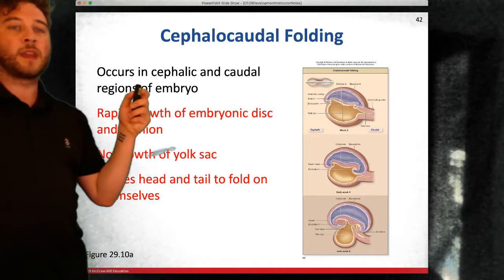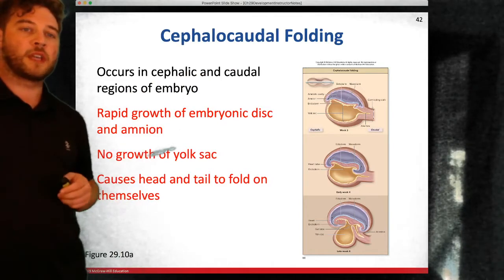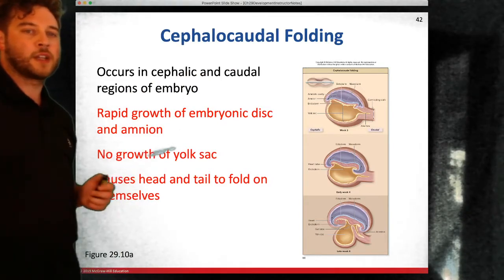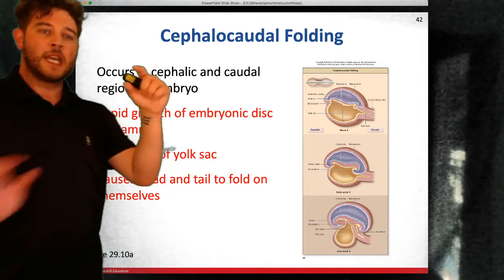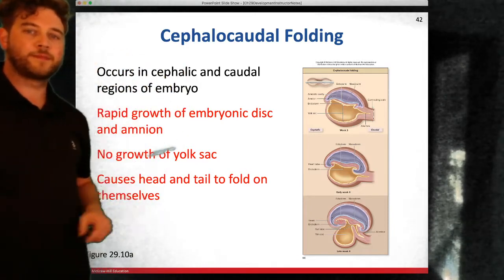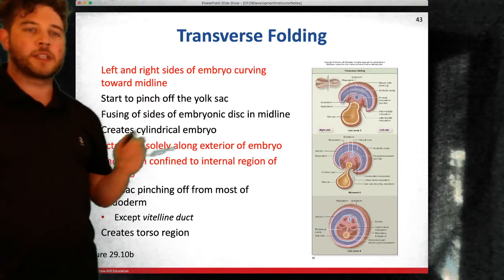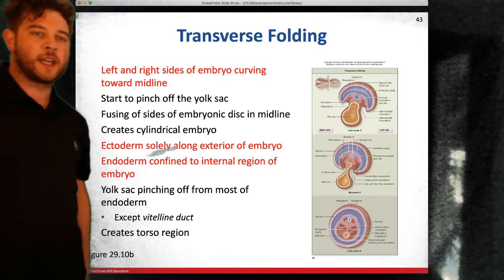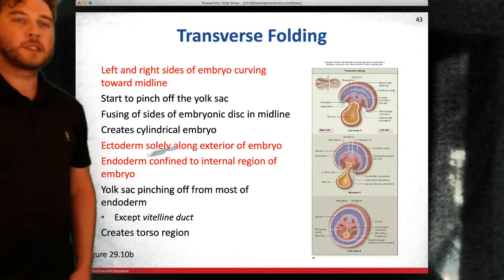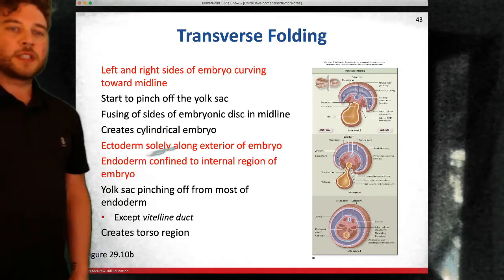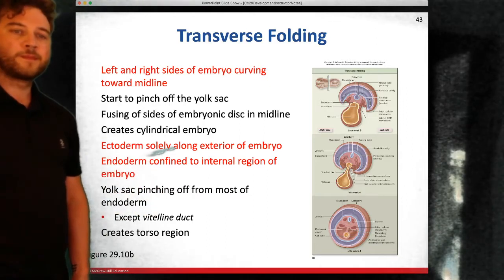Cephalocaudal folding occurs in cephalic and caudal regions of the embryo. Rapid growth of embryonic disc and amnion, no growth of the yolk sac, causes head and tail to fold on themselves. So it starts to go from this kind of flattened disc into making layers of itself. Transverse, or the left and right sides of the embryo, converge towards the midline, start to pinch off the yolk sac, fusing sides of the embryonic disc in the midline, creates a cylindrical embryo. Ectoderm solely along the exterior of the embryo. Endoderm confined to internal region, and it creates the torso region.